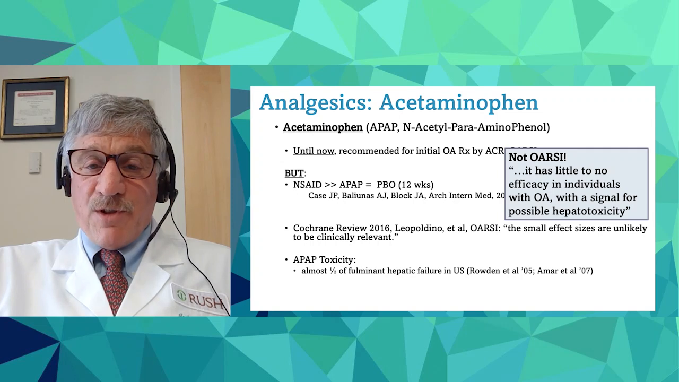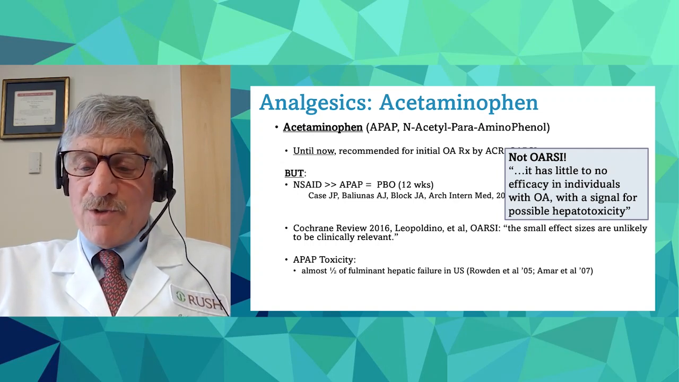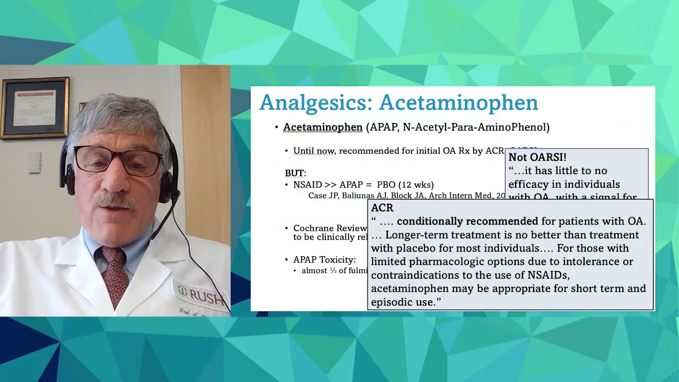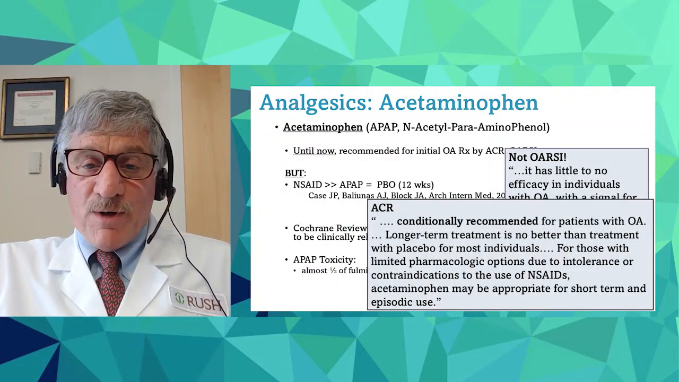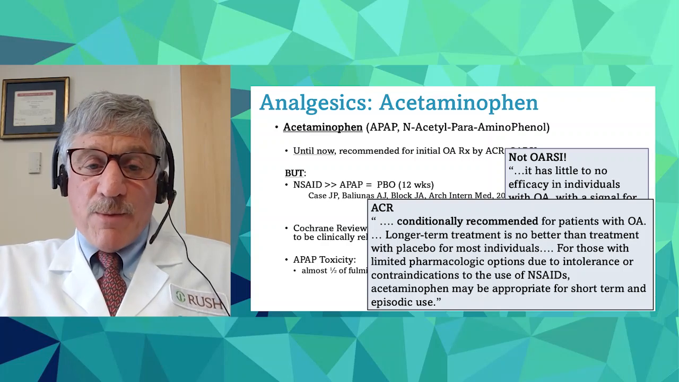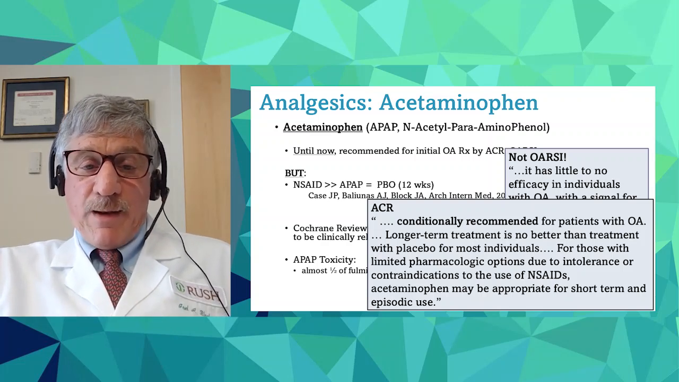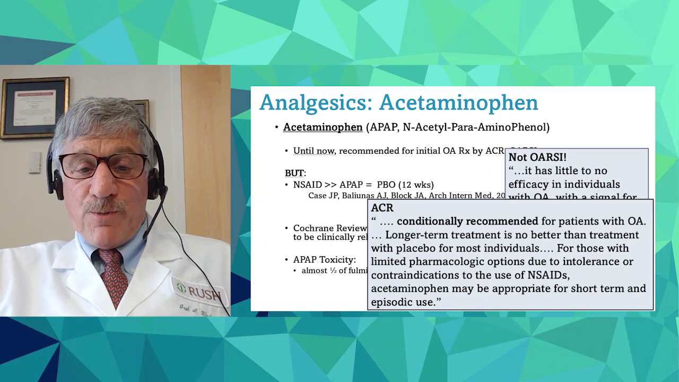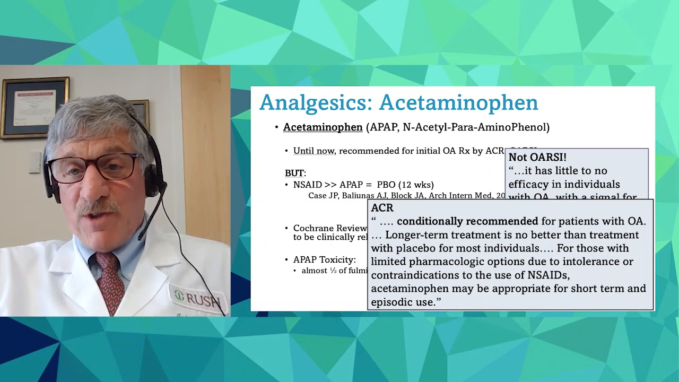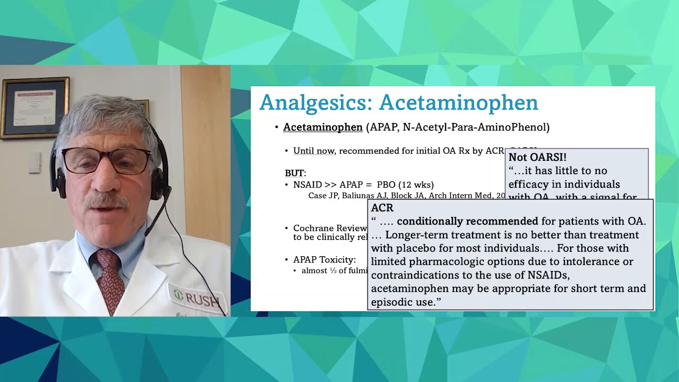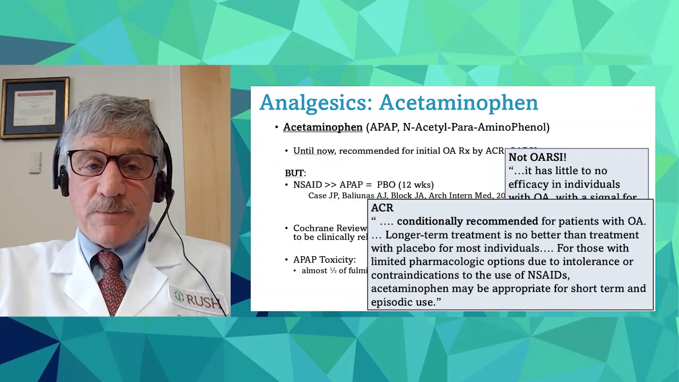Orsi says that it has little to no efficacy, and there's a signal of possible hepatotoxicity. The ACR is a bit more nuanced. They find that long-term treatment is no better than placebo, but there may be a role for it in people who have no other options, and for short-term and episodic use, as I say, painful flares. But other than for that indication, it ought not be used as treatment in OA.